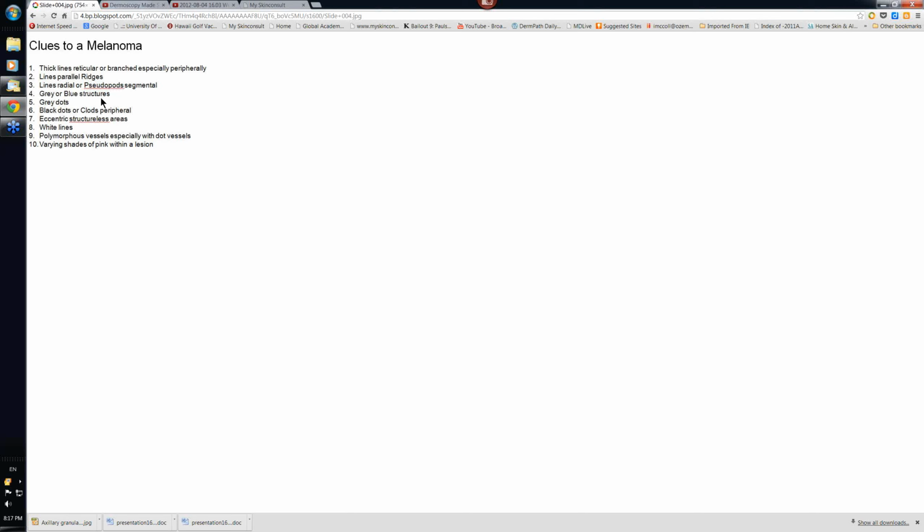Grey or blue structures generally represent melanin deep in the dermis, and again are a reflection that melanoma is invasive. Grey dots, again they represent melanin in melanophages in the dermis and represent a degree of regression within a lesion. It's always something that's important. Black dots or clods peripheral. These are just actively expanding nests at the periphery. And certainly any of these dots or clods peripheral is more important because it represents expansion peripherally. They're not so important when they're central, except if the clods are of varying size.